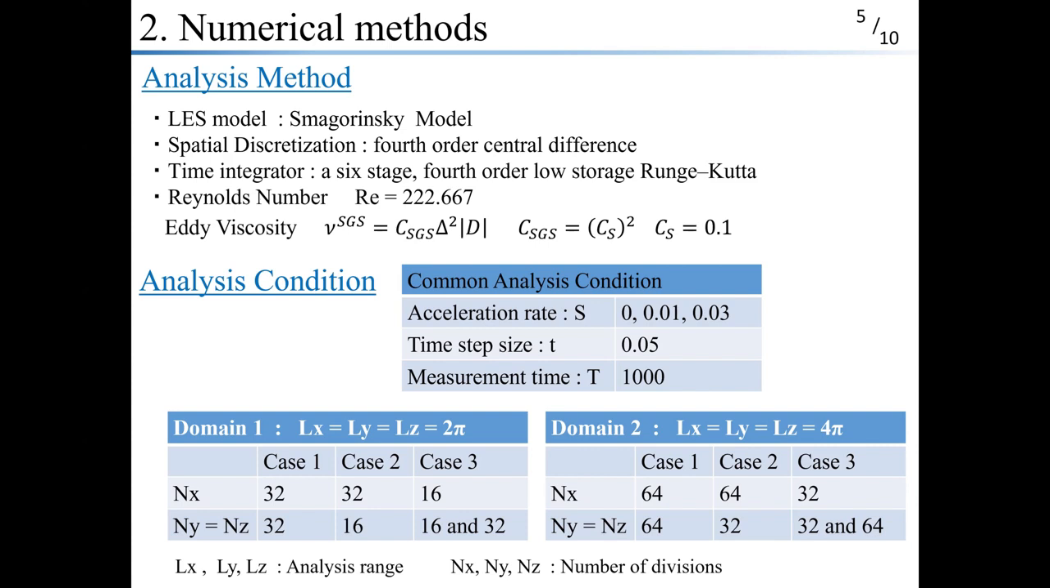Three acceleration rates are tested. Non-acceleration S equals 0, baseline 0.01, and triple baseline 0.03. Stationary turbulence is generated at a spatial scale of 4. Grid setup includes uniform divisions 16 and 32 per 2π, and non-uniform grid with 16 in a main flow and 32 in others.